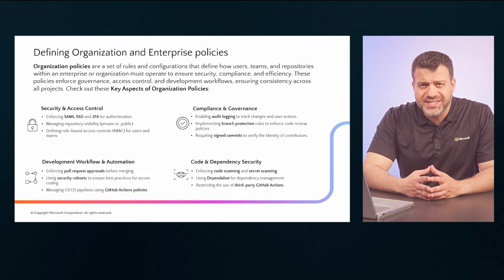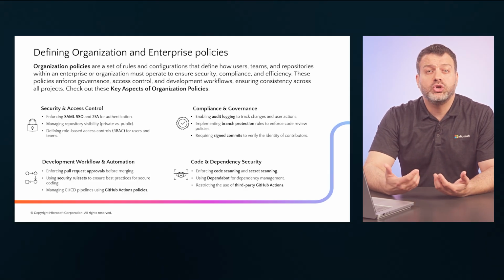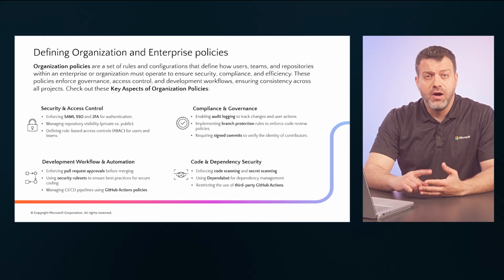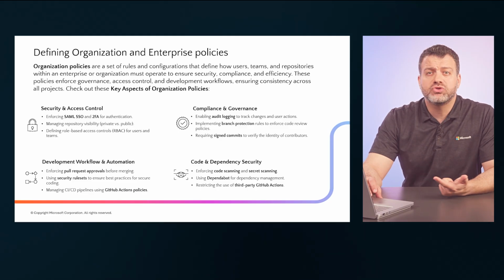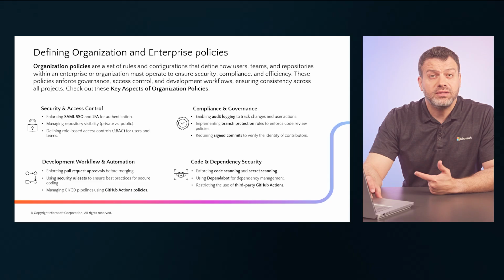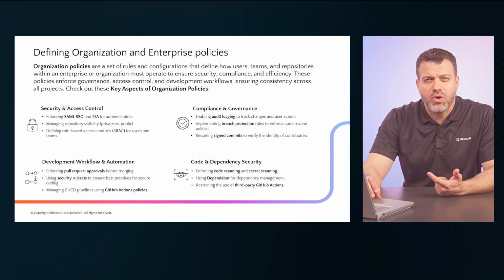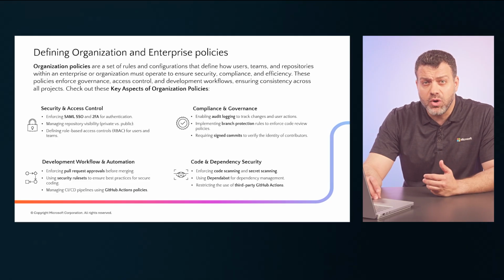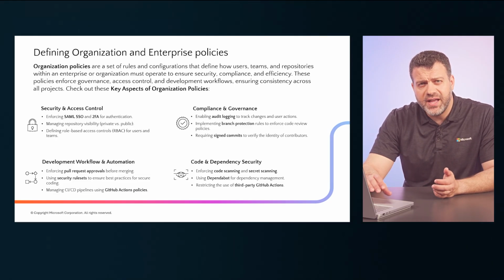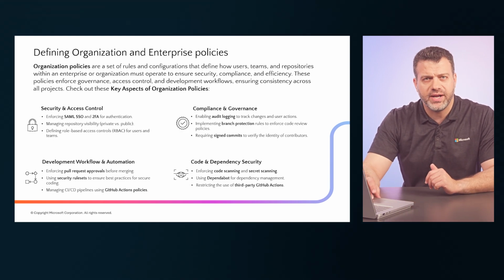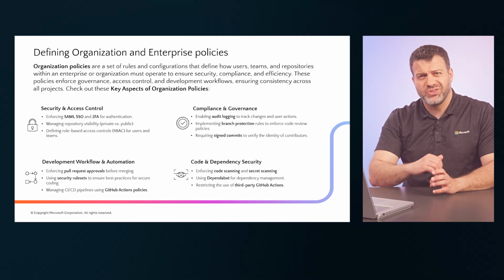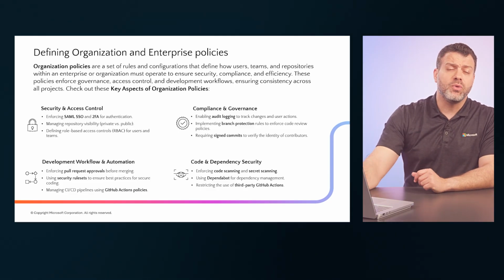Organizations and enterprise policies define how teams work, how securely and consistently. There are 4 key areas here: access control, who can see and change code; code quality, enforce reviews and protections; automation for standardization of the workflows with rule sets; and security, scanning code and dependencies. So instead of every repo setting its own rules, you enforce them once across the entire organization. This ensures every team follows the same secure process without slowing them down.